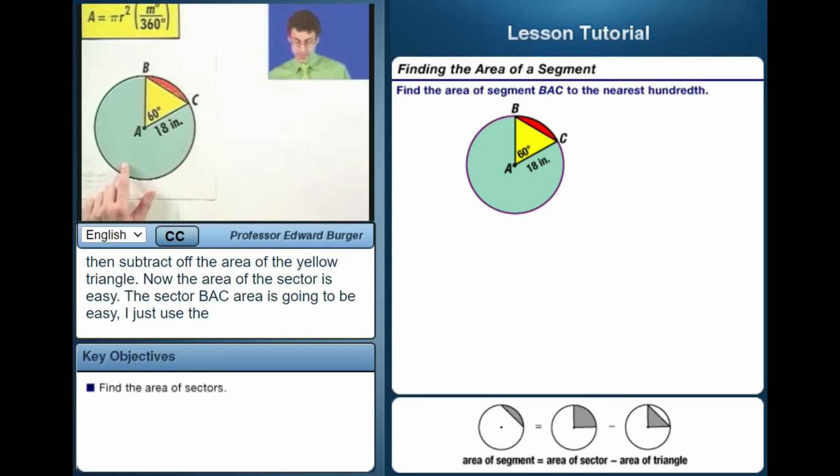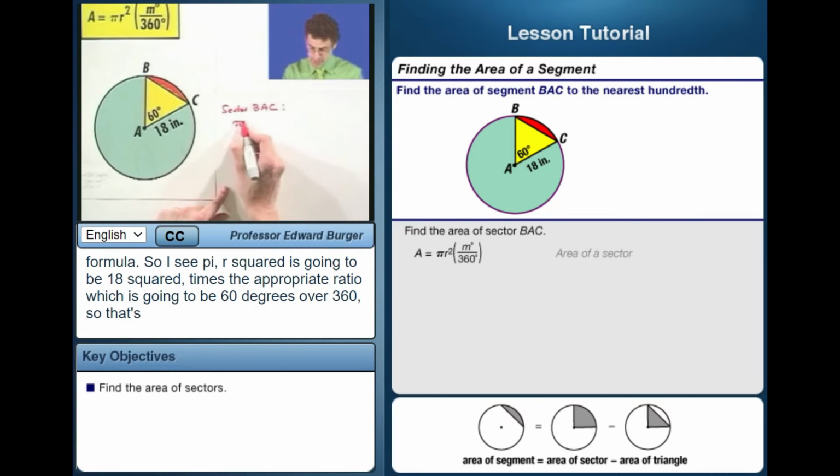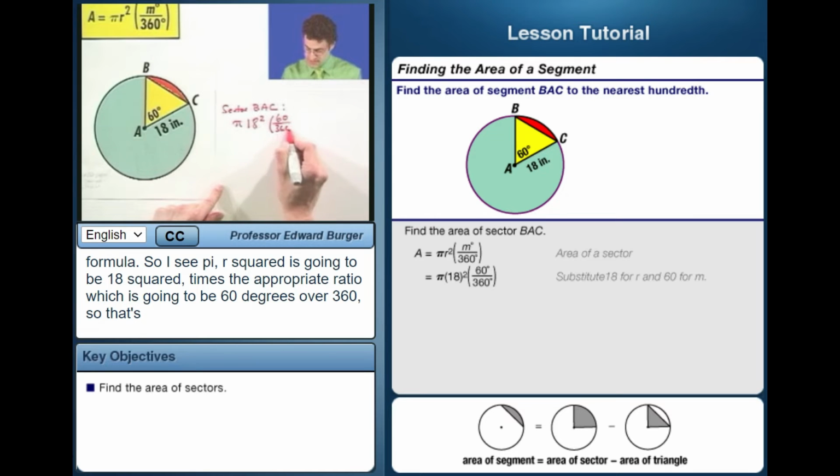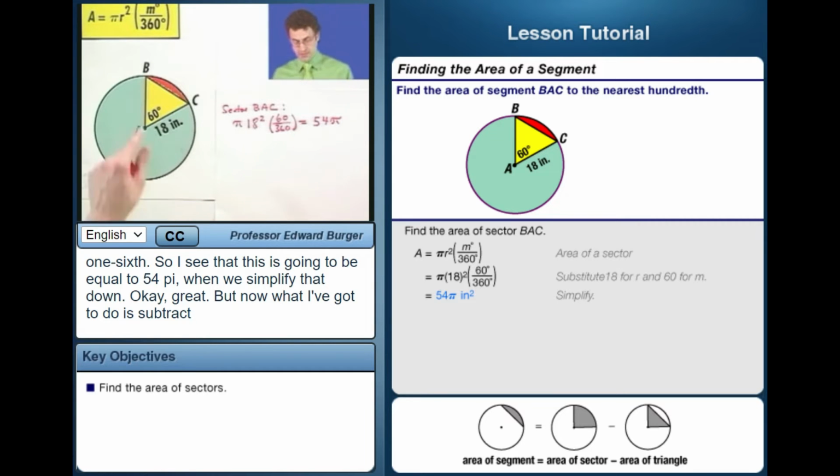Now, the area of the sector BAC is going to be easy. I just use the formula. So I see pi, now r squared is going to be 18 squared, times the appropriate ratio, which is going to be 60 degrees over 360. So that's 1/6. And so this is going to be equal to 54 pi when we simplify that down. Okay, great. But now what I've got to do is subtract off the area of that yellow triangle.